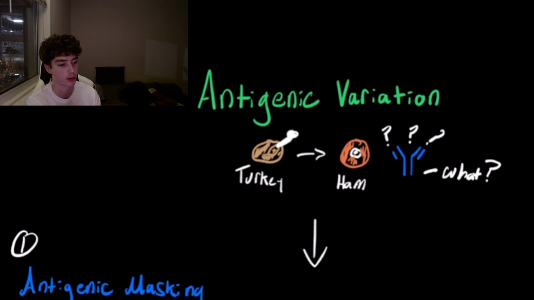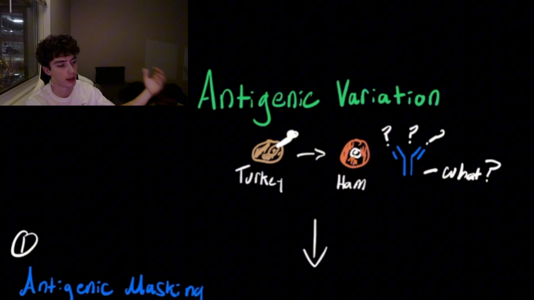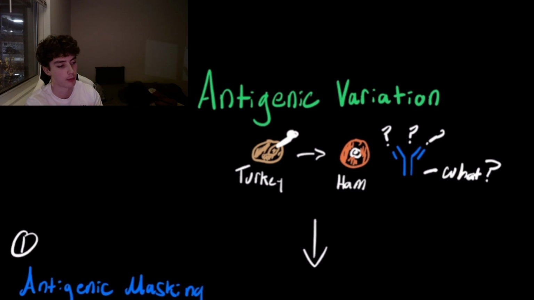Antigenic drift was what? That was when the surface glycoproteins on a pathogen, specifically RNA viruses, changed gradually over time due to mutations because RNA polymerase lacked proofreading. So these mutations occurred, the antigens on the pathogen changed, and it made it harder for antibodies or your immune system to detect these pathogens.